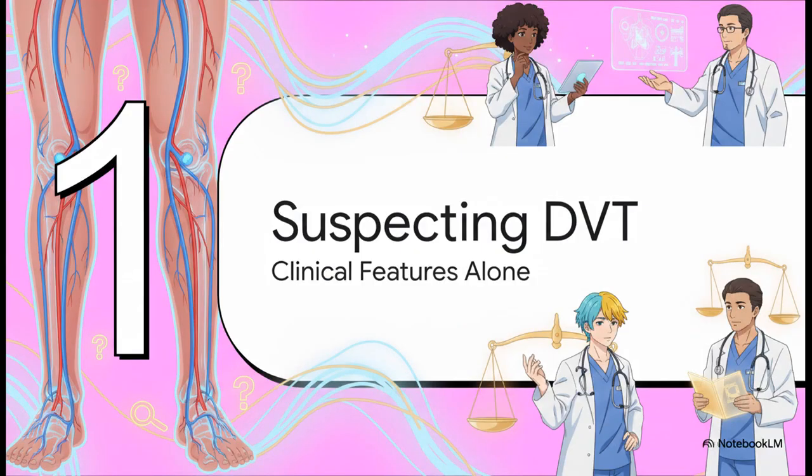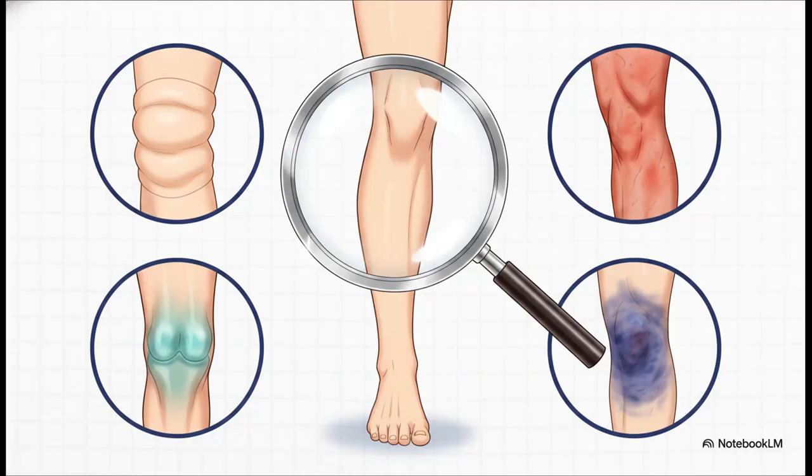Let's kick things right off with Section 1, suspecting deep vein thrombosis based on clinical features. The golden rule here is that clinical features merely raise suspicion. They cannot definitively rule a DVT in or out. And why is that? Because the clinical overlap is just massive.